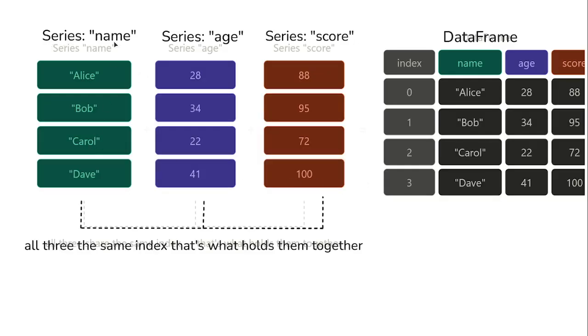So we have several Series. When we add them together, we get a DataFrame. It is the index that joins this DataFrame. So we have the Series name, Series age, Series score, and the DataFrame combines all these together. All three share the same index, and that's what holds them together.